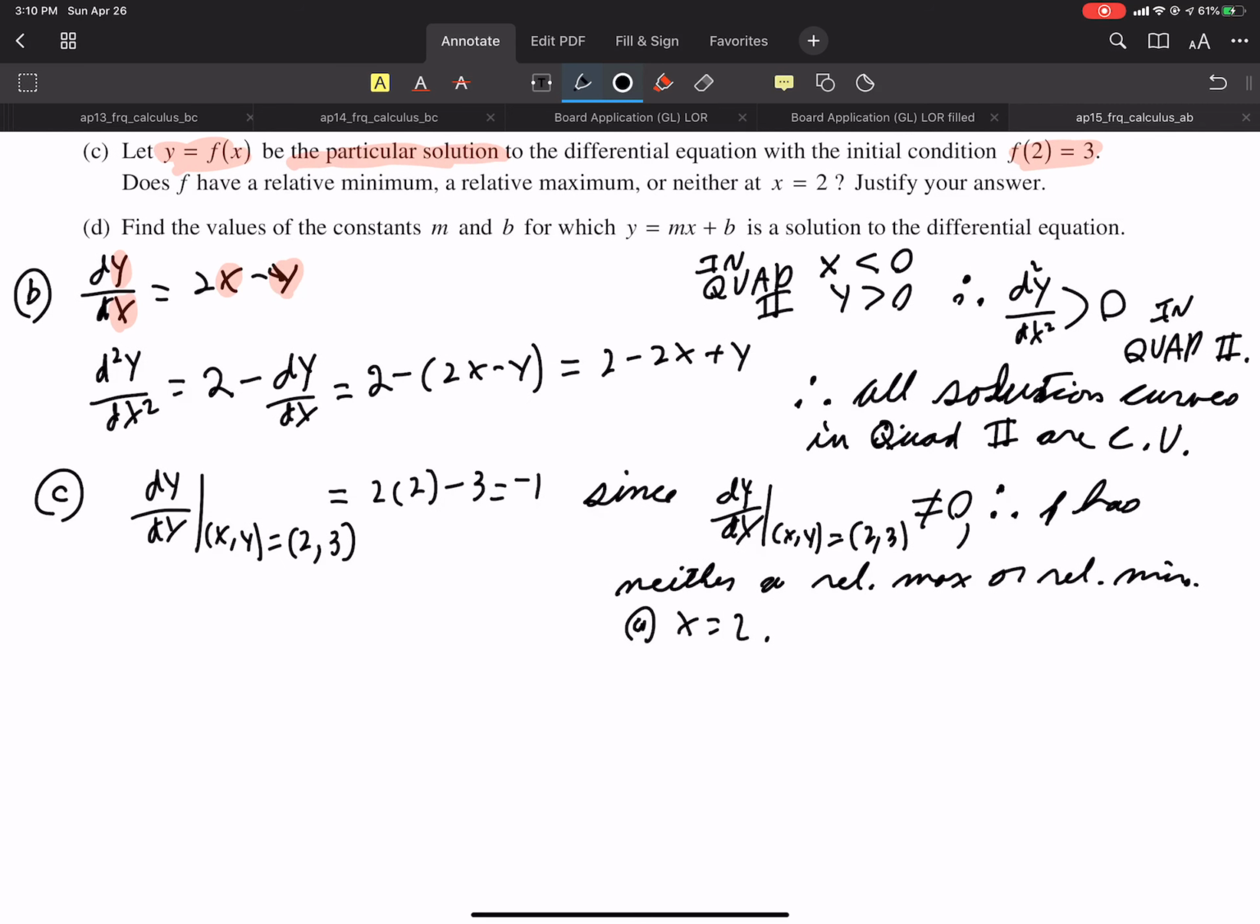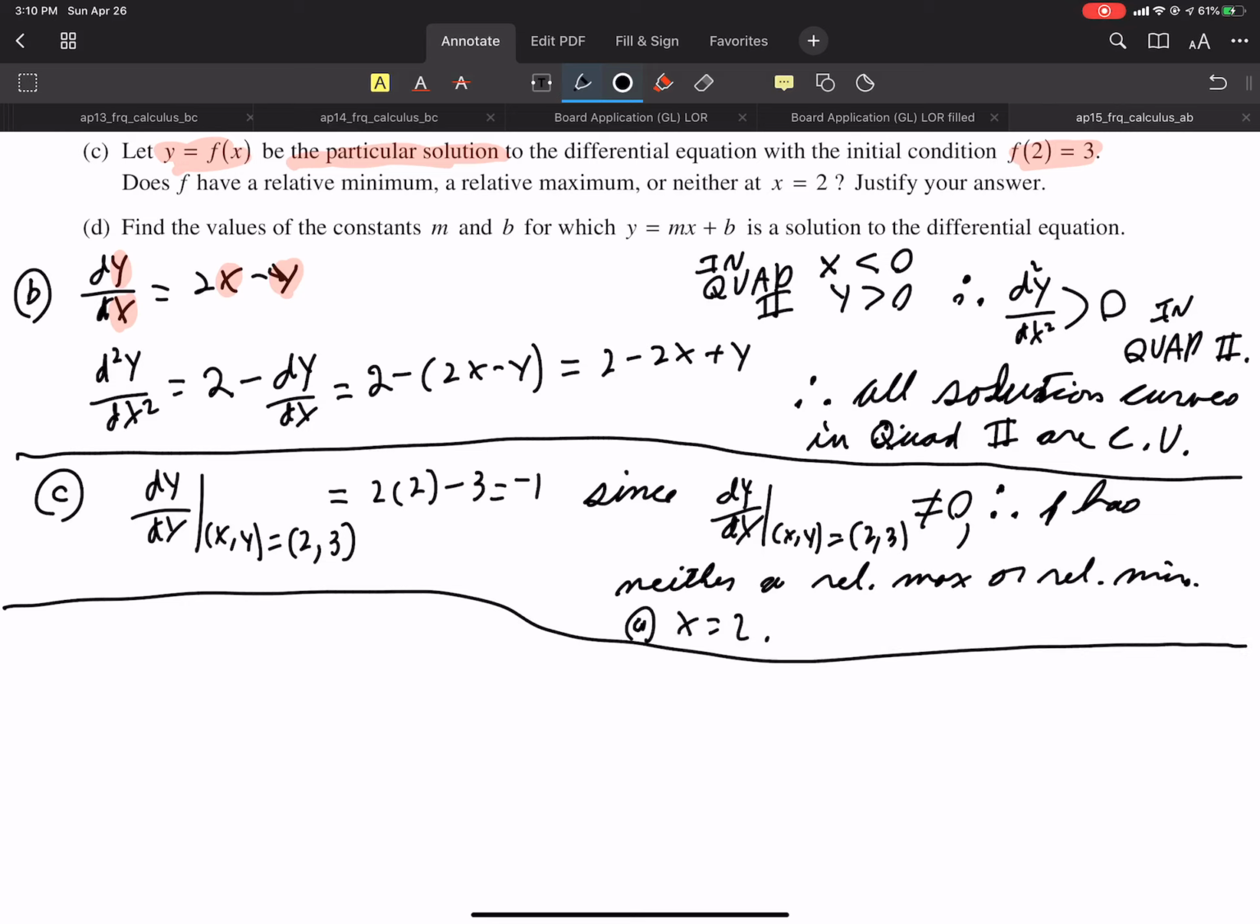So that one's kind of weird. It's actually easier than it looks, because people just, I don't know, for some reason they think, find the solution. So part D, again, they're not asking for a solution. They're telling you y equals mx plus b is the solution. They're giving you the solution. But they just want to know what m and b are.